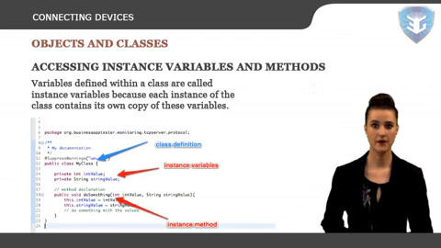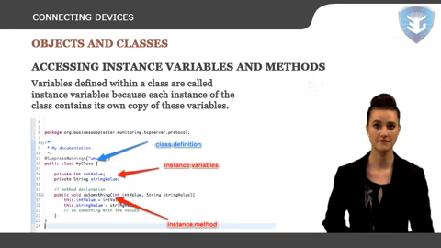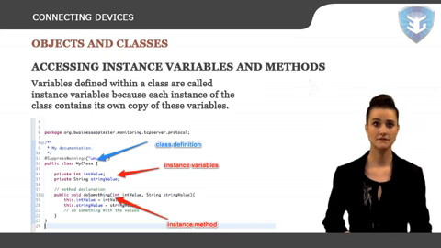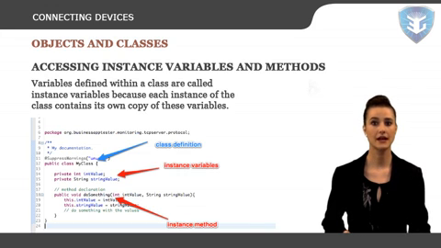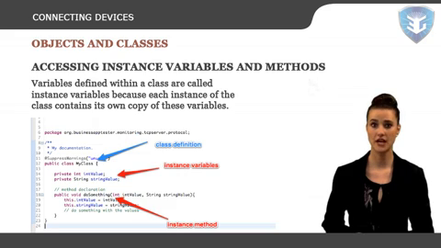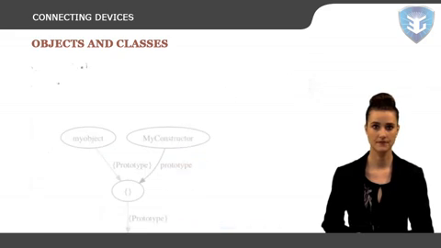Accessing instance variables and methods. Variables defined within a class are called instance variables because each instance of the class contains its own copy of these variables. Thus, the data for one object is separate and unique from the data for another. Instance variables can be declared public, private, or default. When we do not want our variable's value to be changed outside our class, we should declare them private. Public variables can be accessed and changed from outside of the class.